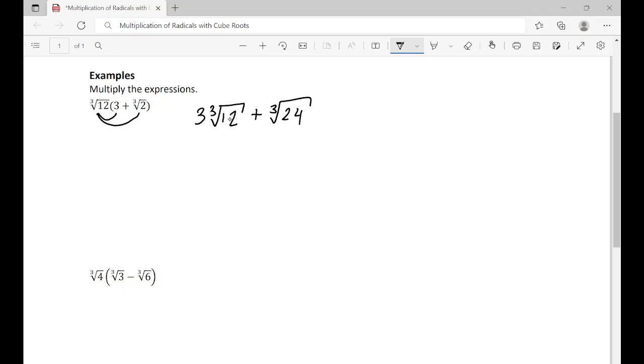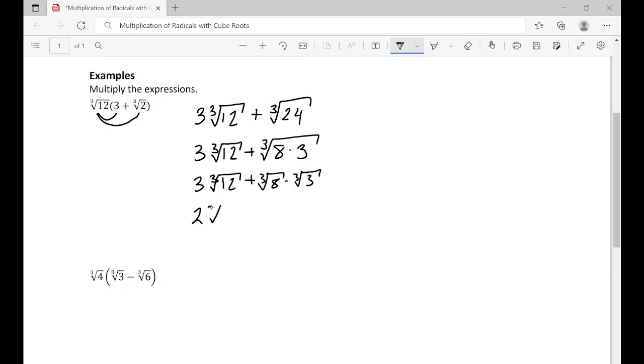Now we can't reduce down the cube root of 12, so we're just going to leave that as is. But the cube root of 24 can be reduced down, because 24 is 8 times 3. And then we can separate these two as cube root of 8 times the cube root of 3. And the cube root of 8, what times what will give you 8, is going to be 2. So 2 cube root of 12 plus 2 cube root of 3.